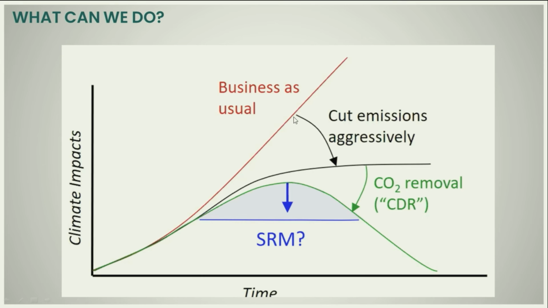If we cut our emissions aggressively, reduce the carbon dioxide that we emit, we can reduce the rate of warming of the climate, but we can't reduce it to below zero. We can't cool the climate. So the best we can do is reduce the warming rate to a lower rate of warming. We have to remove carbon dioxide, that's the green arrow, to actually bring the temperature down.